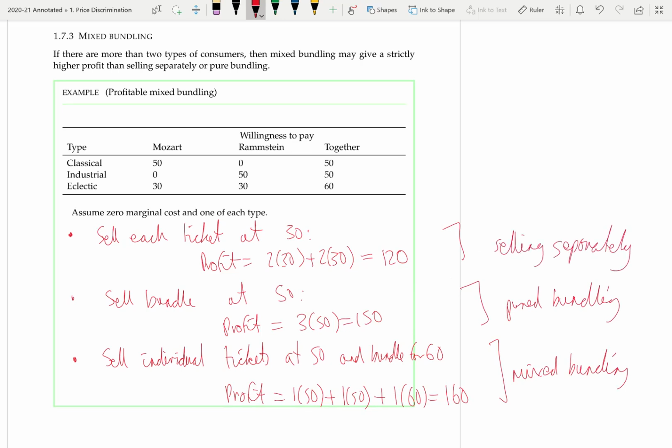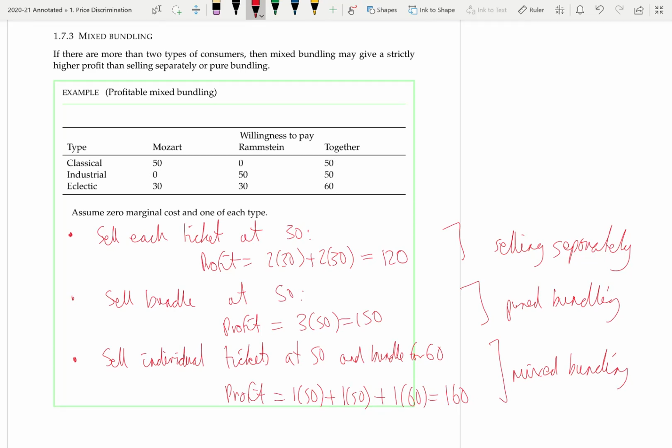Now let's just check that when we price at these levels, they actually want to buy the tickets I've assumed they buy. So let's look at the classical consumer. If they buy the Mozart ticket at 50, they get a 0 consumer surplus. What consumer surplus do they get from the other options? Well, they are not willing to pay anything for the Rammstein ticket, so they'll get a negative surplus from buying that ticket at 50. And they're only willing to pay 50 for the 2 tickets together, so they get a negative surplus from buying the bundle at 60.